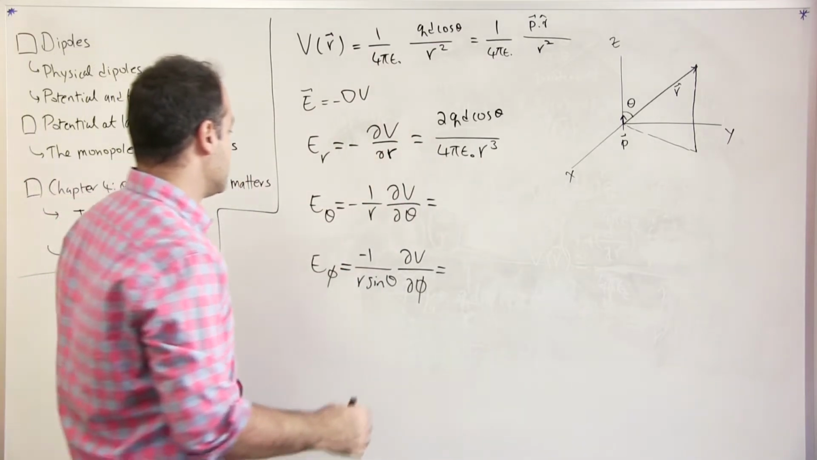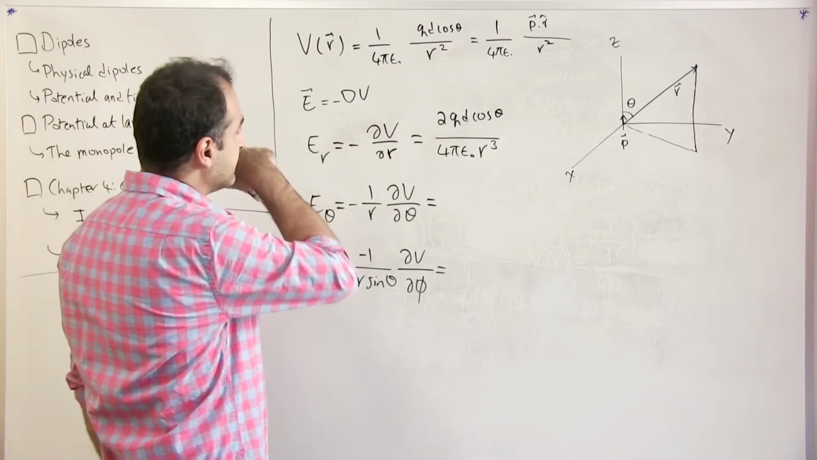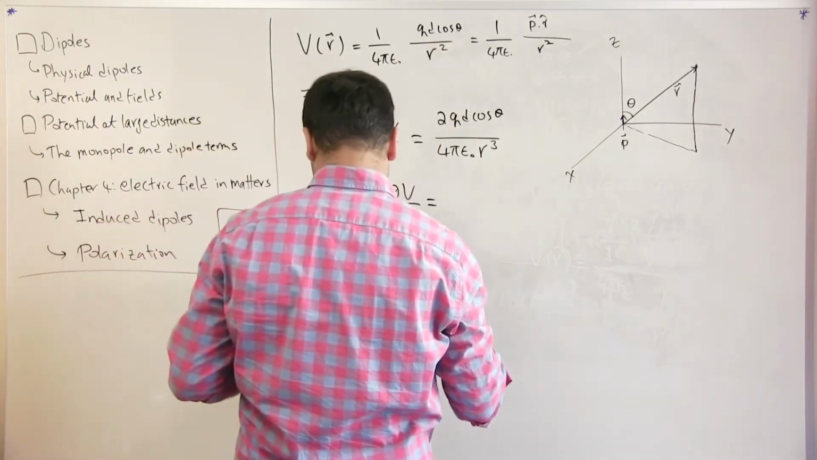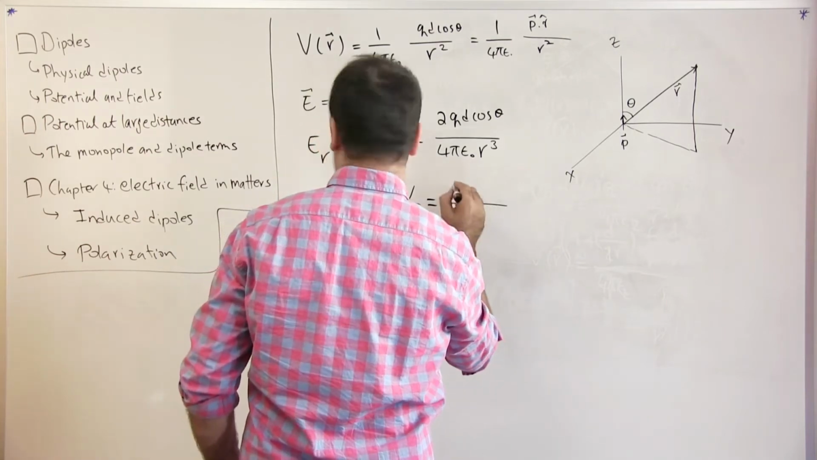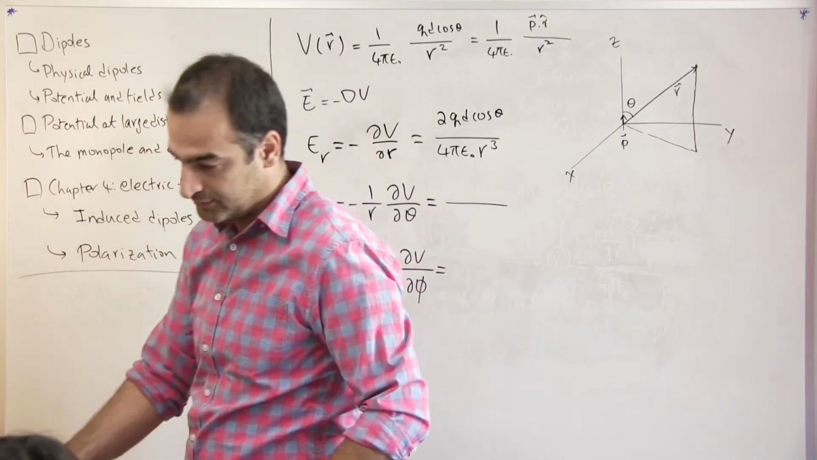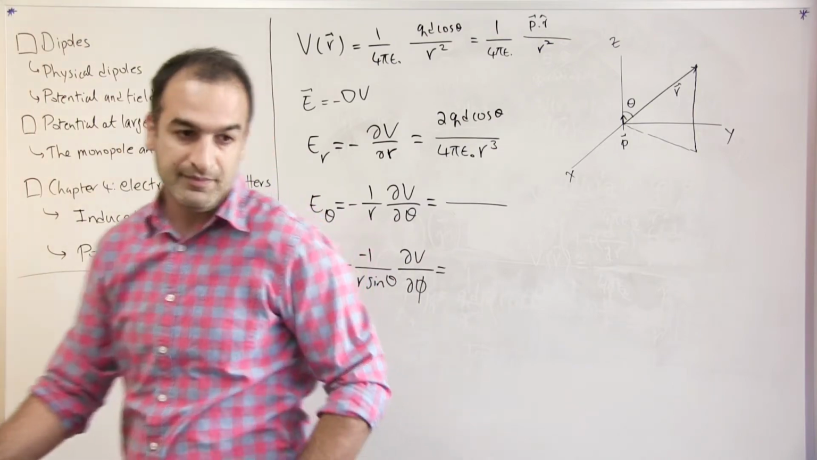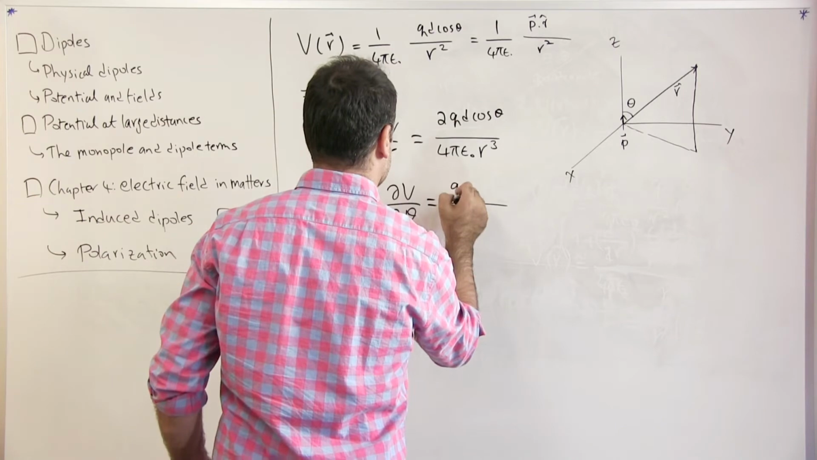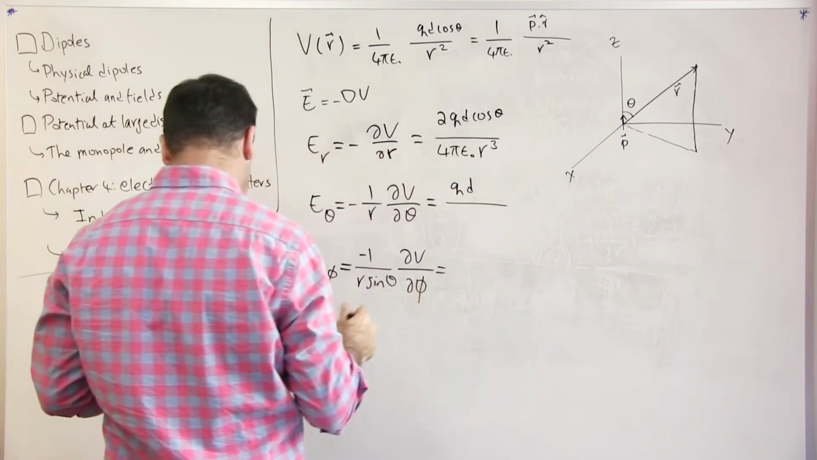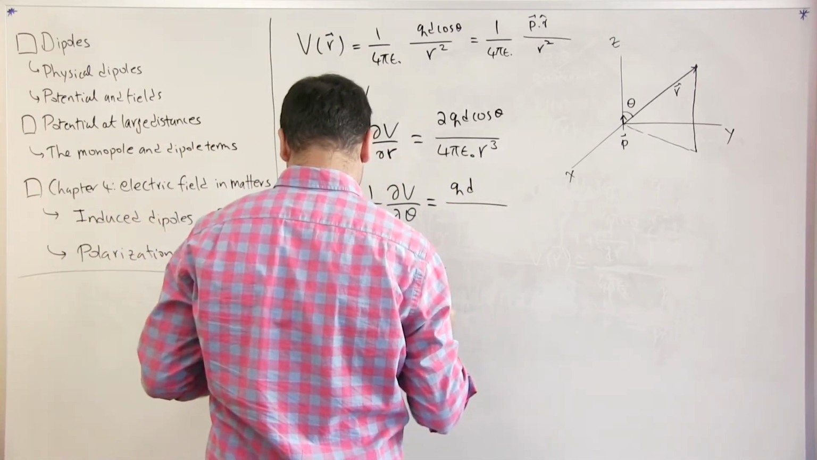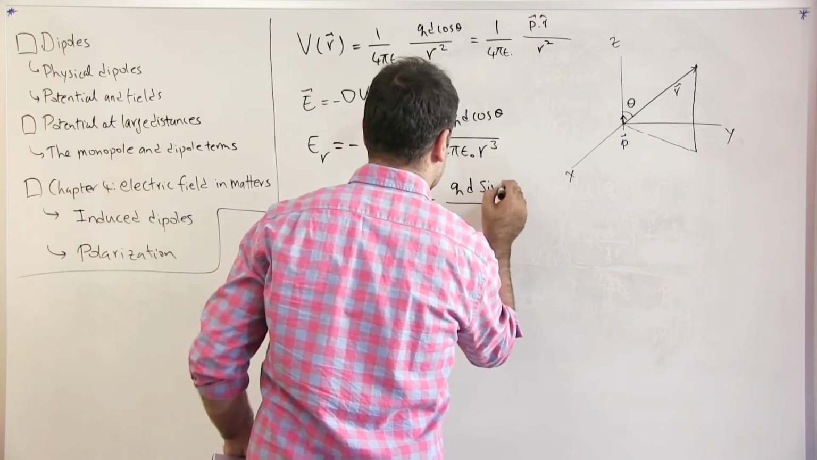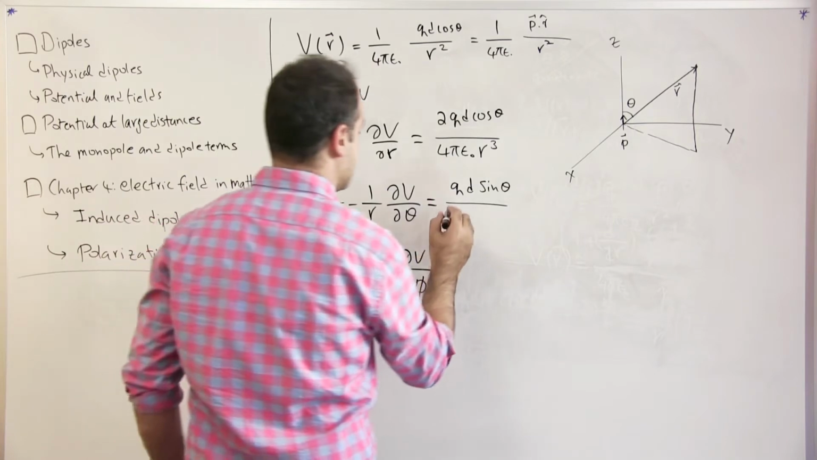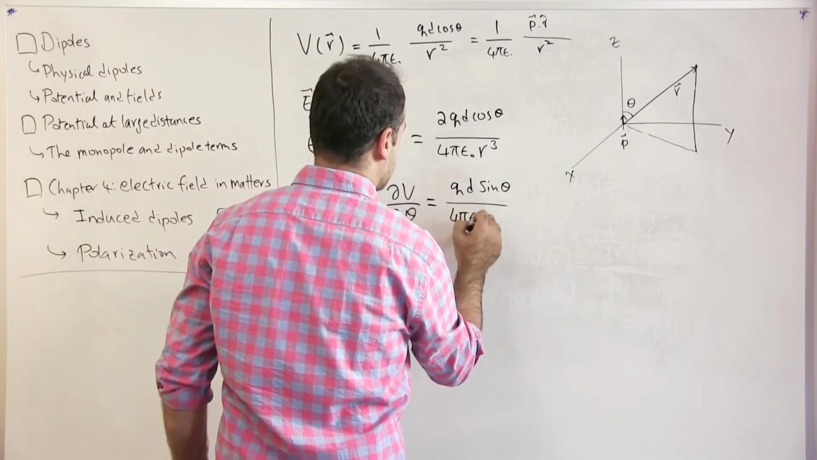Okay. So for E theta, we are taking the derivative with respect to theta here. We have a negative sign here. So what we get is the term Q d times sine theta, since the derivative of cosine is negative sine, which again cancels out with this negative sign, over 4 pi epsilon 0.